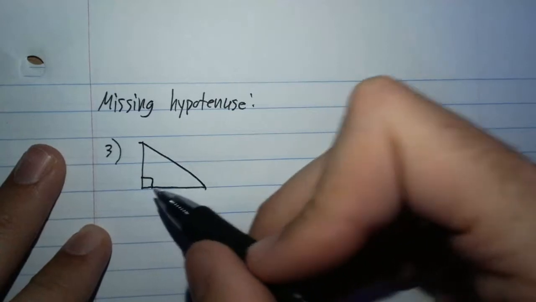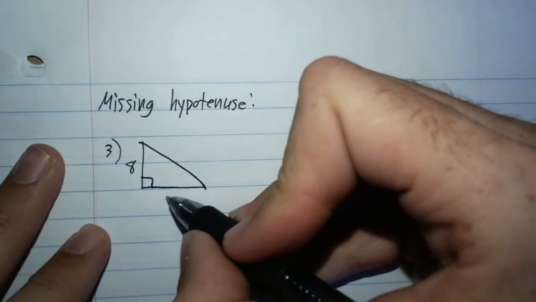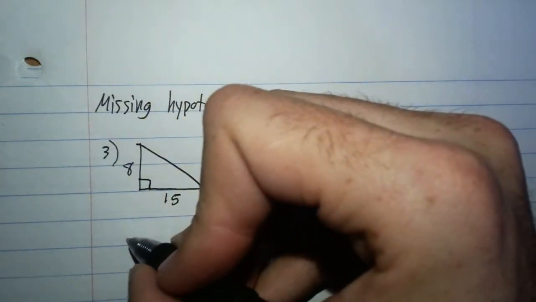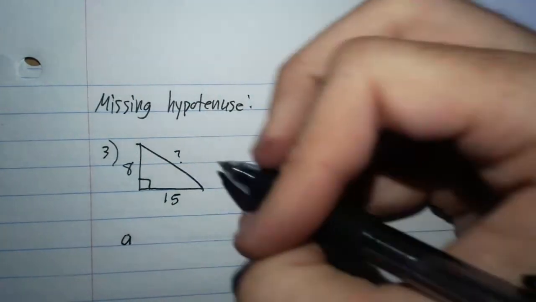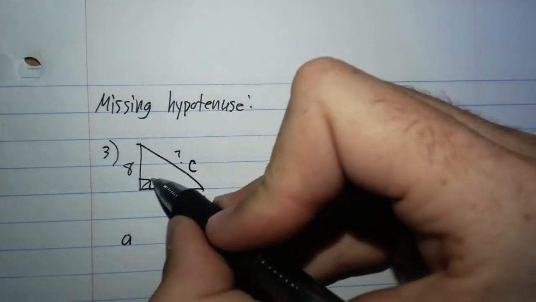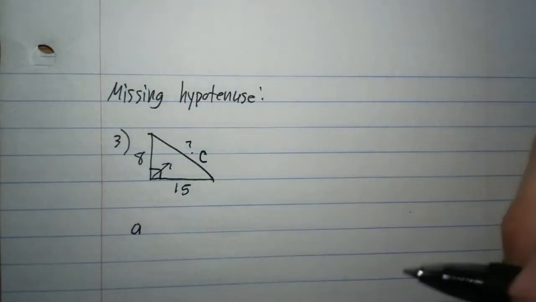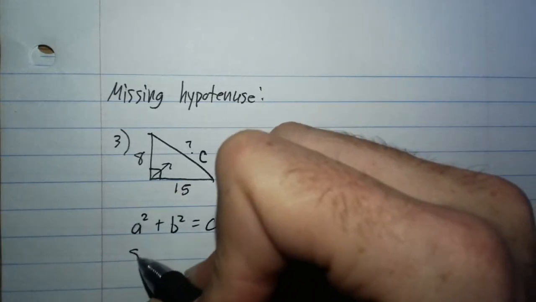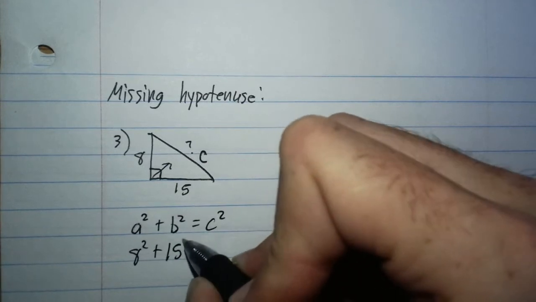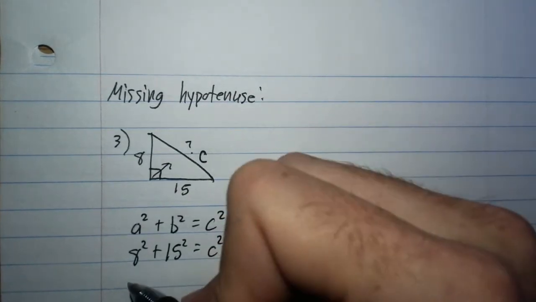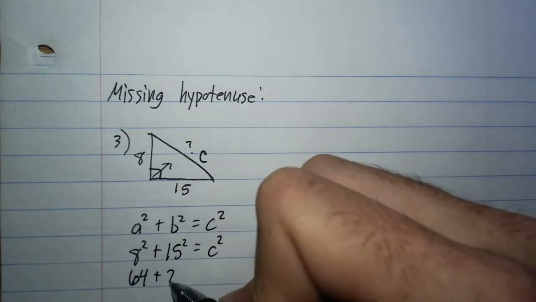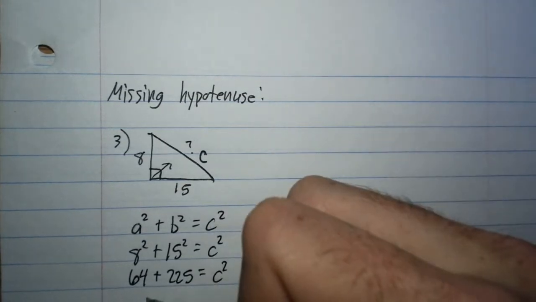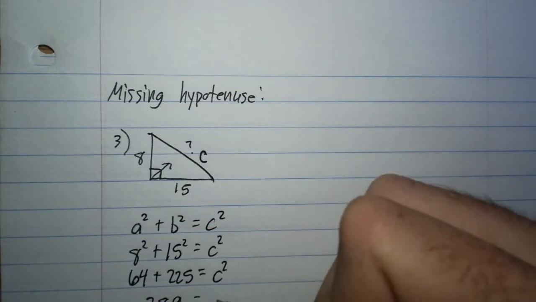On these, they tell you that it is a right triangle, so you know you can use the Pythagorean theorem. So we're looking for this side over here. We're looking for C. We know that it is the side opposite from the right angle. That has to be our C. So it would be 8 squared plus 15 squared equals C squared. 8 squared is 64. 15 squared is 225 equals C squared. 64 plus 225 is 289 equals C squared.